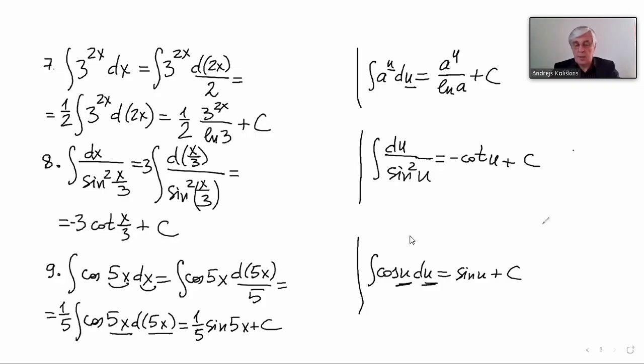Now we are ready to use this formula, because now we have the same expression here and there, so that the answer is a sine of 2x minus 7. Of course, this constant 1/2 stays in front of the integral.